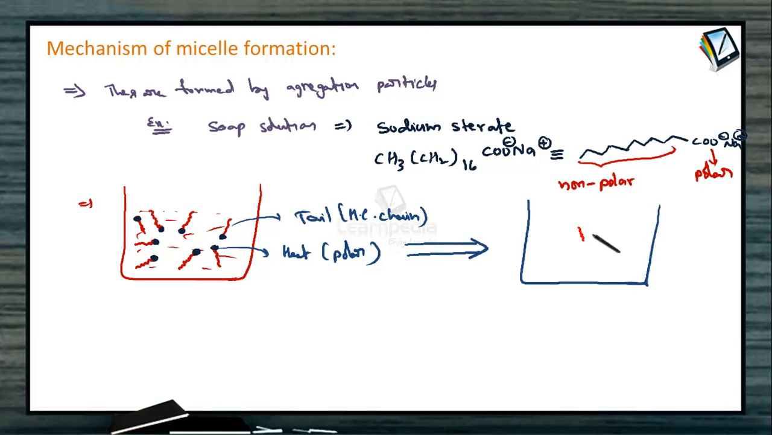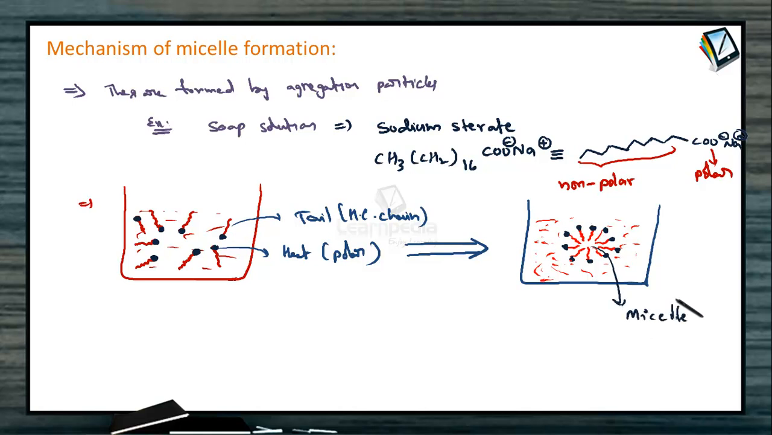Here what happens? All come close, and the polar heads face the solvent, because water is polar in nature, so it has good interactions with the polar head of the sodium stearate. It can form hydrogen bonds with the acetate ion. But the hydrocarbon chain is non-polar in nature, and the non-polar tails come close together and form an aggregation like this, and this is called a micelle.